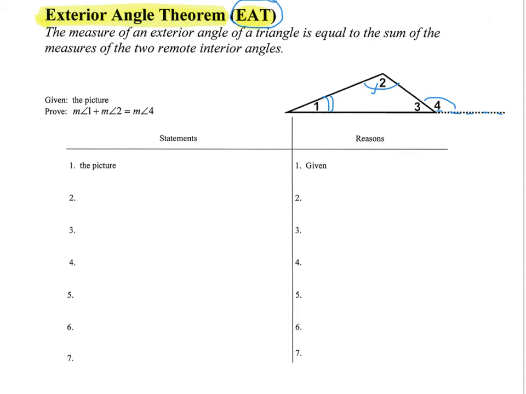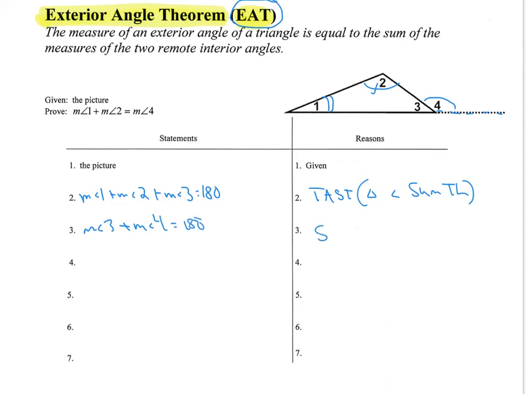So given this picture, we know that the measure of angle 1 plus the measure of angle 2 plus the measure of angle 3 add up to 180 degrees by TAST. Those are three angles in a triangle, so that's just the triangle angle sum theorem. We also know by looking at the picture that the measure of angle 3 plus the measure of angle 4 add up to 180 degrees from the supplement theorem. They form a linear pair, so by the supplement theorem they add to 180 degrees.